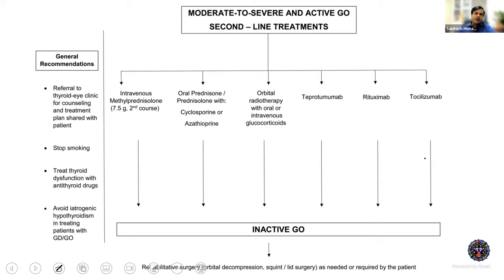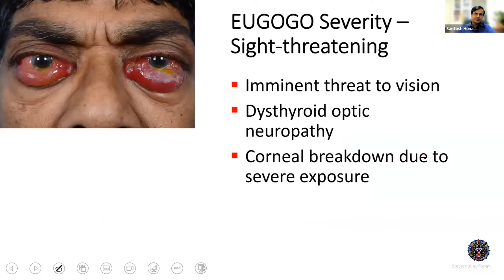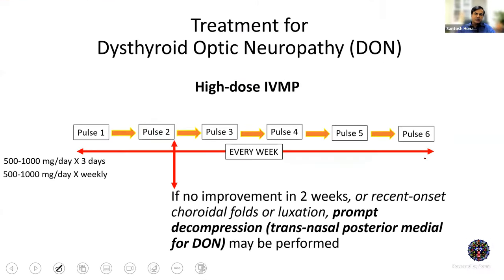But of course, immunobiologicals definitely come into picture in patients who have not responded or have deteriorated despite initial management or have relapsed. For patients who have very severe form of disease or sight-threatening form of disease, dysthyroid optic neuropathy, corneal breakdown due to severe exposure, then you have a different course of management. Here, your intravenous methylprednisolone will be at a higher dose. You deliver 500 to 1000 milligram per day for 3 days, and after that, every week you deliver 500 to 1000 milligram.